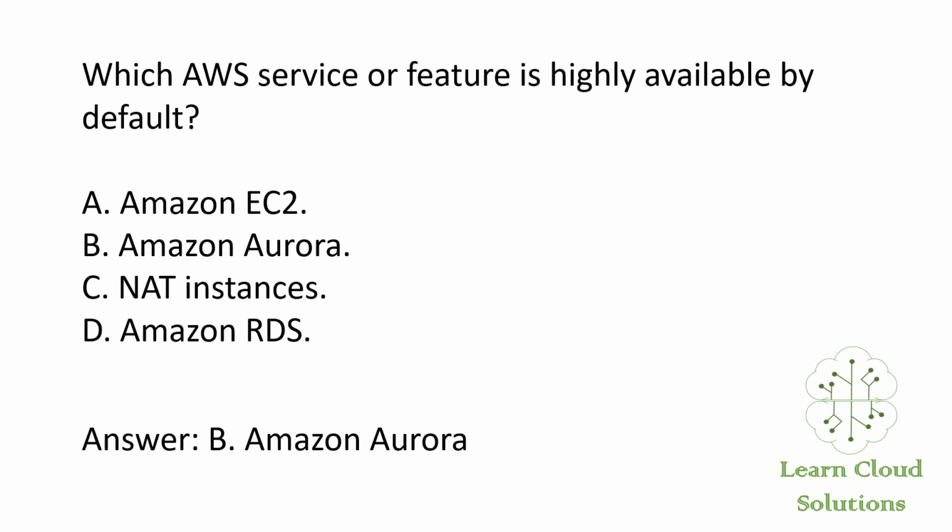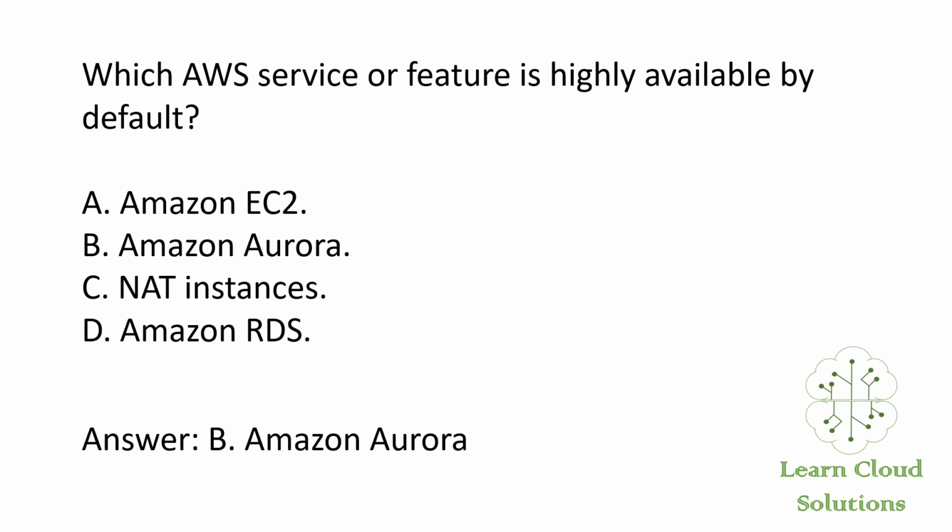D. Amazon RDS is a web service that makes it easy to set up, operate, and scale a relational database in the cloud. Like Aurora, RDS is designed to provide high availability, but unlike Aurora, it does not provide high availability by default. You need to configure Multi-AZ deployments to achieve high availability for RDS.